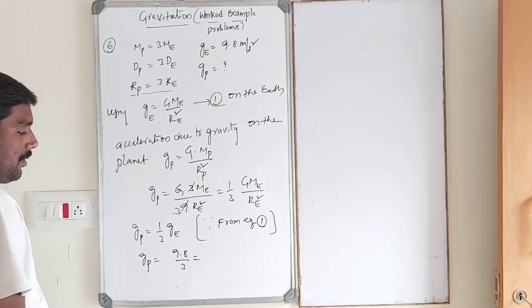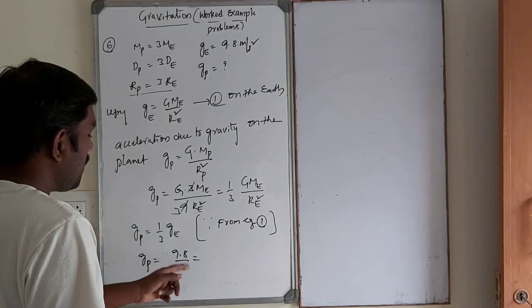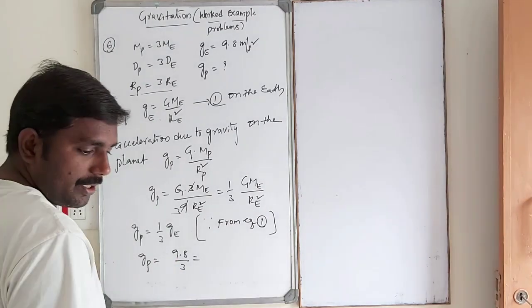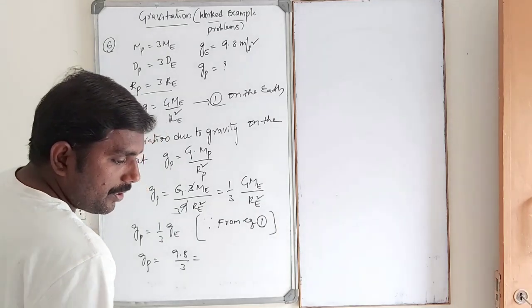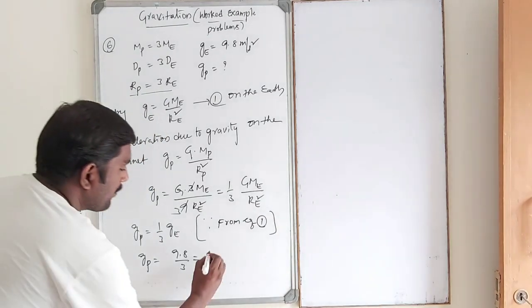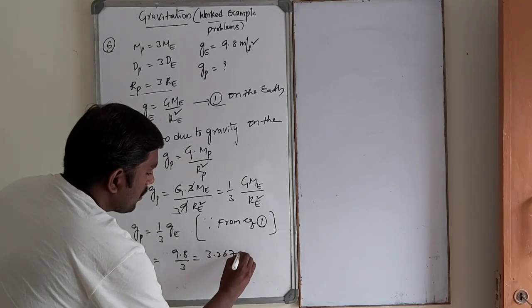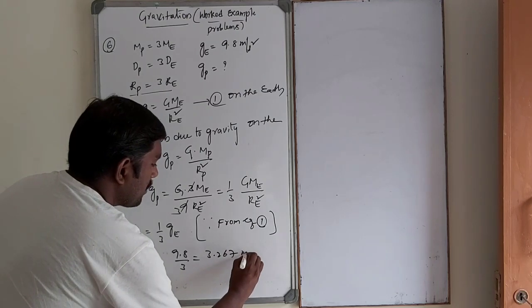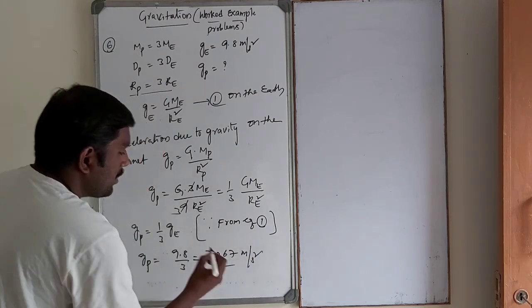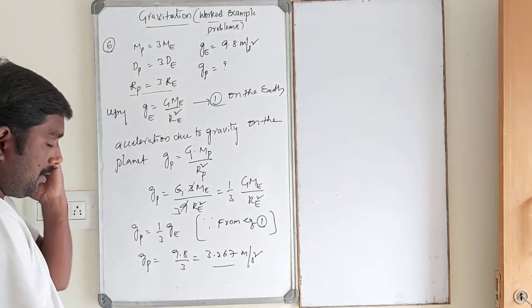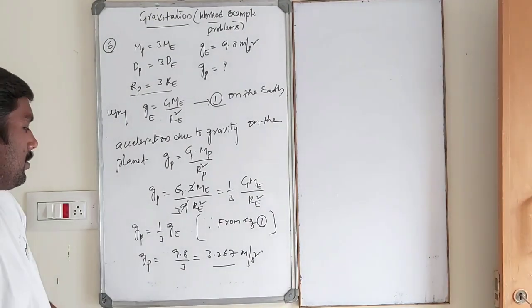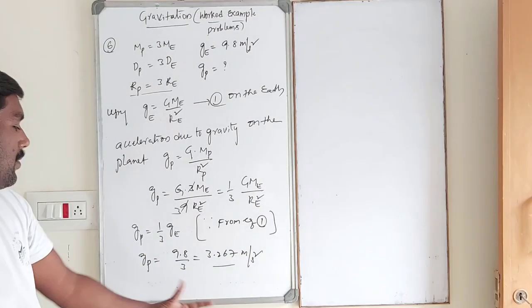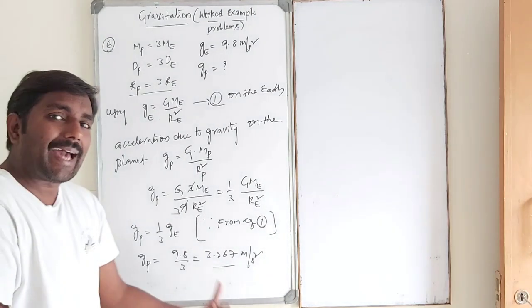Okay. So simplify: 3 3s are 9, 3 2s are 6. That is 3.267 meter per second square. This is a simple formula, a simple calculation. So 3.267 meter per second square is the acceleration due to gravity on the planet, students.